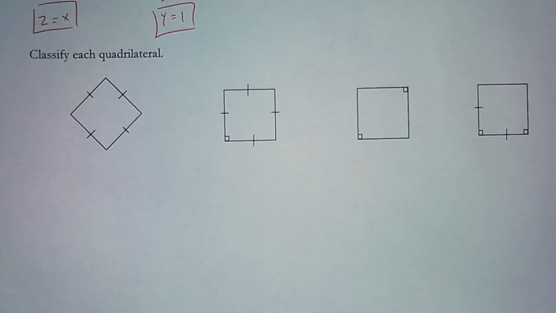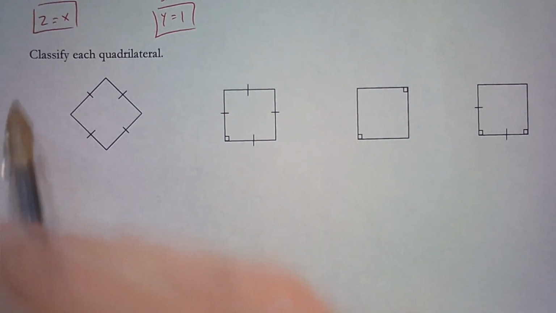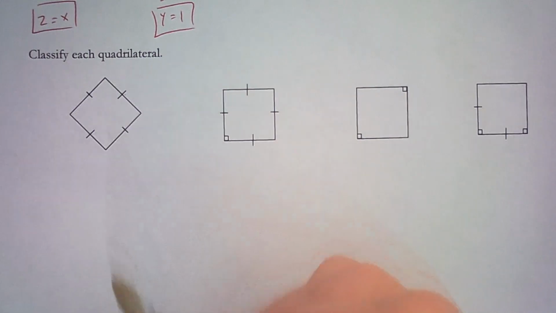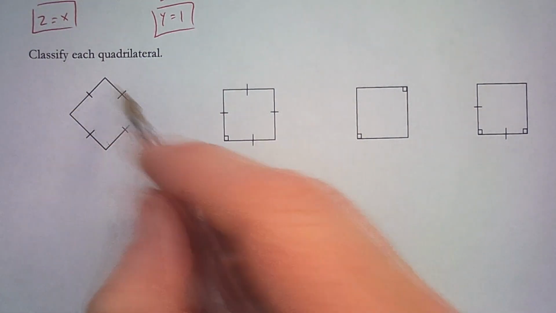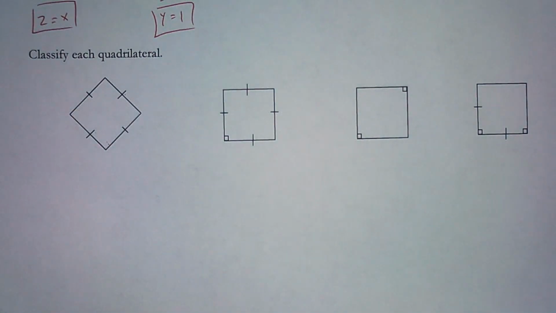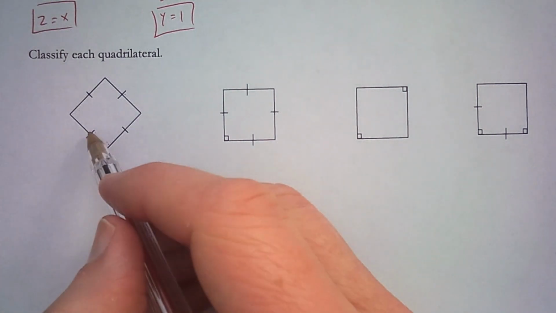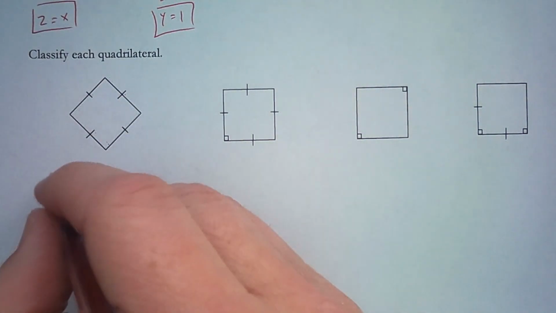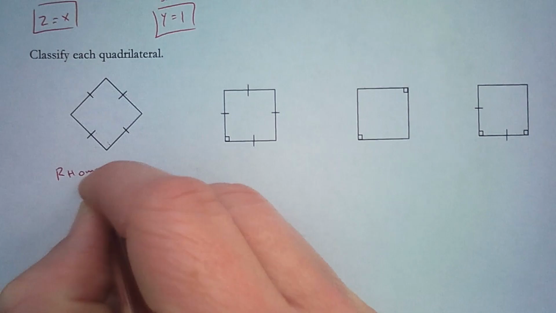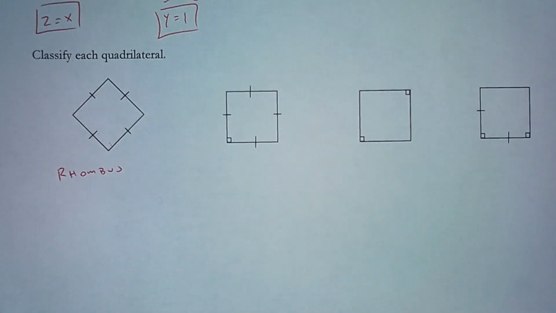Now I have 4 quadrilaterals here, and I want to classify each of them. They could be rhombus, rectangle, square, parallelogram, or just a basic quadrilateral that doesn't meet the qualifications for any of those. So here I have 4 congruent sides. The angles look like right angles, but I'm not quite sure that they are. So the only thing I can guarantee is 4 congruent sides. This is a rhombus.